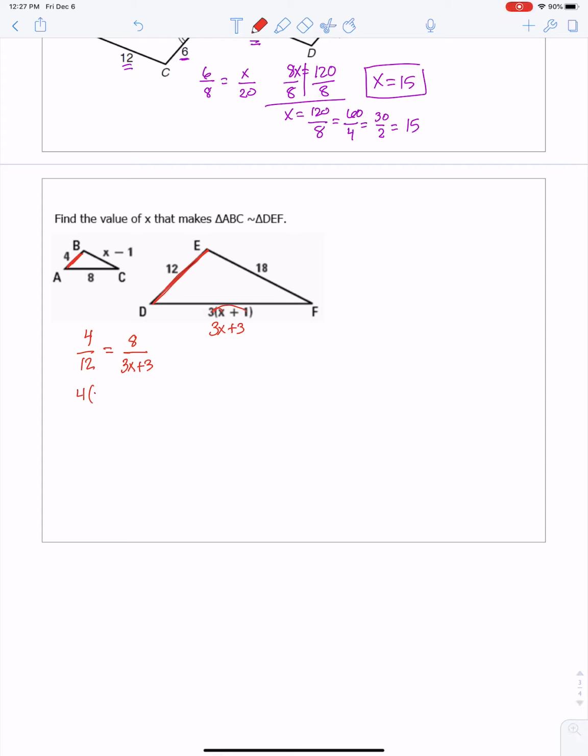So I get 4 times 3x plus 3 equals 96. So I'm going to distribute my 4. That's 12x plus 12 equals 96. So subtract 12. That's going to be 84. Divide by 12. And you get x equals 7.